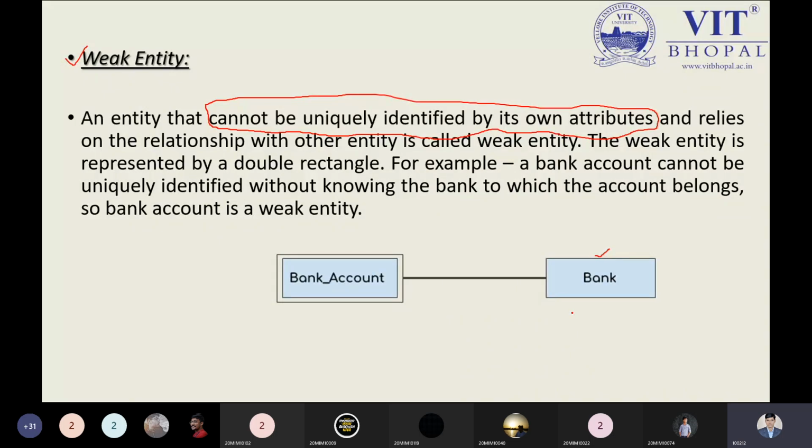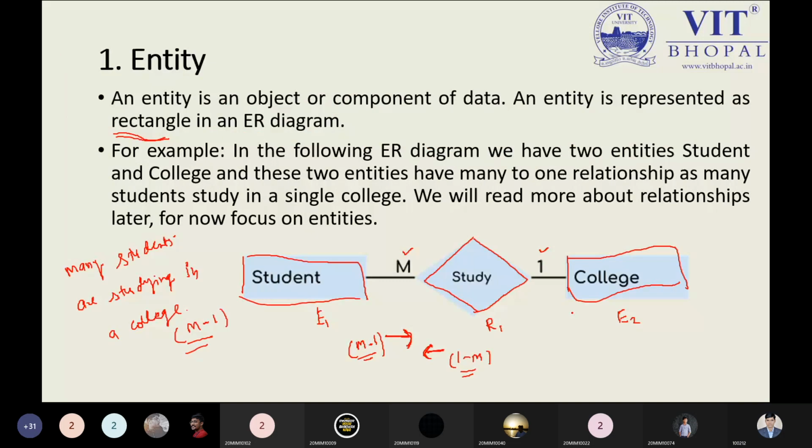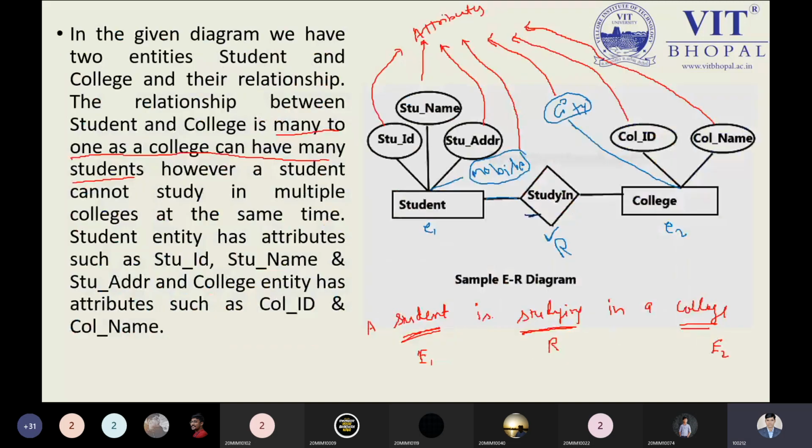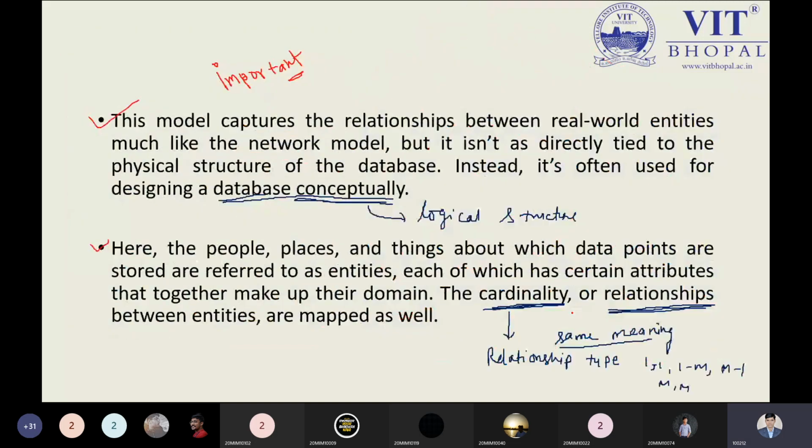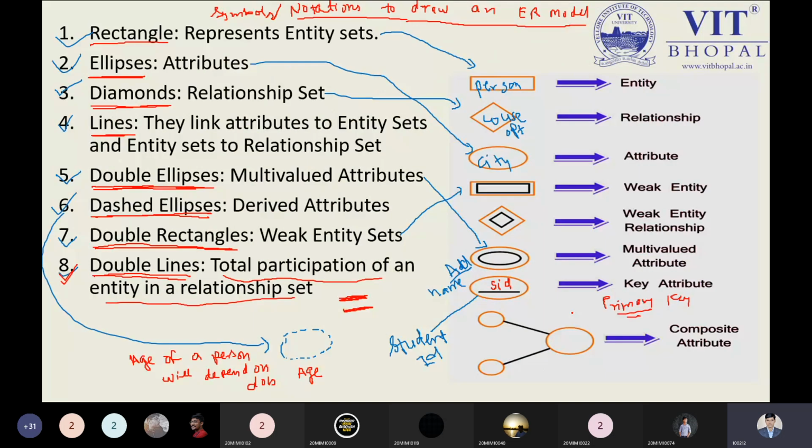So what is the problem? We have the bank account, so that will be identified uniquely. But suppose we don't have the bank, what will happen? First let me show the diagram. What is the diagram saying? A weak entity is represented by a double rectangle. Okay, so this is an entity, that is a bank account.